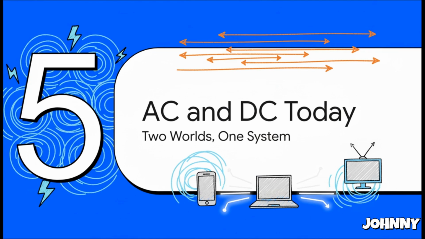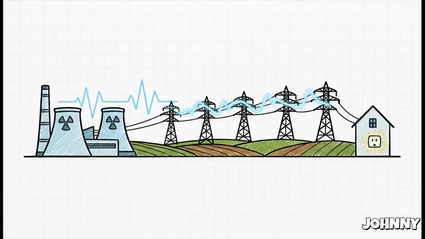Was it AC or DC? Well, the really cool answer is they both did. In fact, they work together in perfect harmony to power your life every single day. When it comes to getting power from a plant hundreds of miles away to the outlet in your wall, AC is the undisputed champion. There's just no better way to do it. It is the absolute king of the power grid.